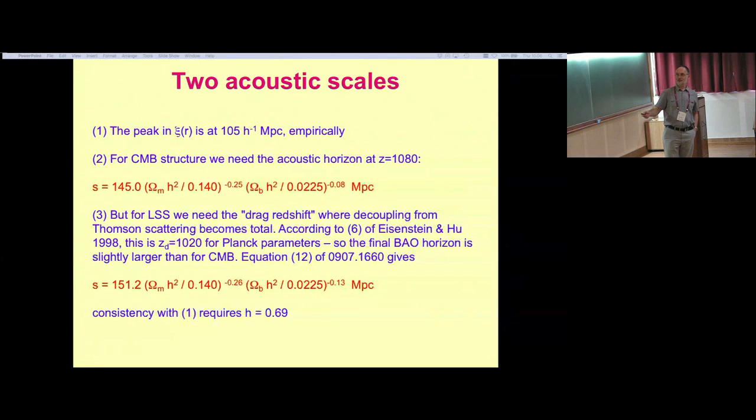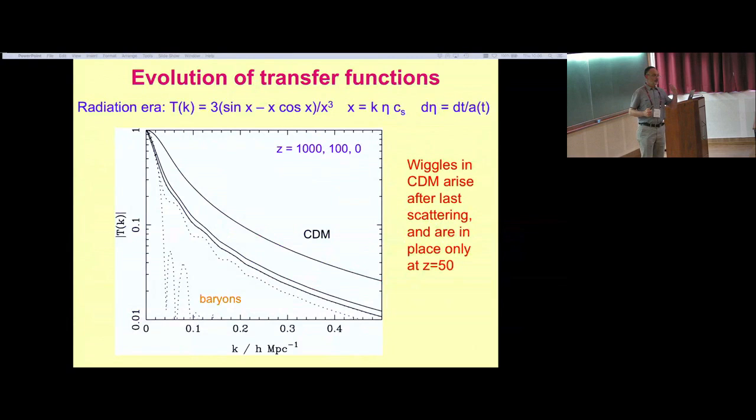You might not think 145 to 150 is much to get worried about, but these days cosmology is very precise, so it's important to distinguish these numbers. All right, let's look at this in terms of transfer functions, where I'm just showing separately the transfer functions for the baryon photon component and the cold dark matter component.